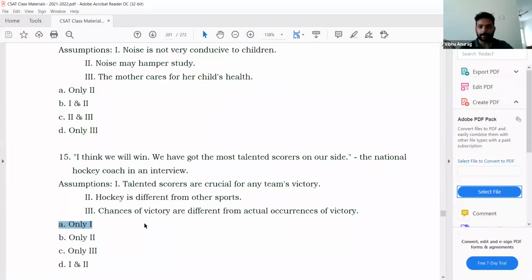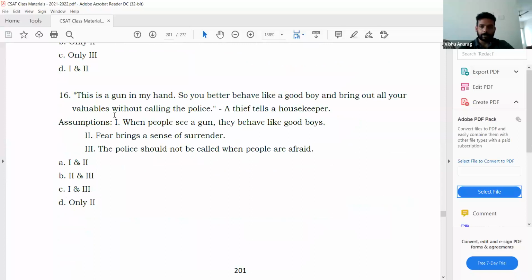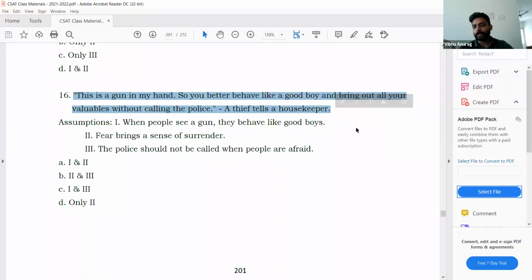So 15th is A. Then 16th. "This is a gun in my hand. So you better behave like a good boy and bring out all your valuables without calling the police," a thief tells a housekeeper. So basically he is threatening the housekeeper.